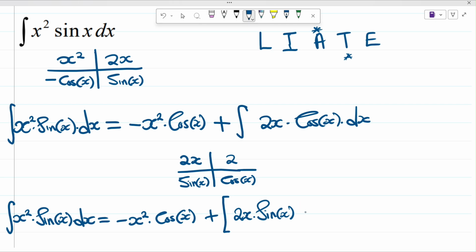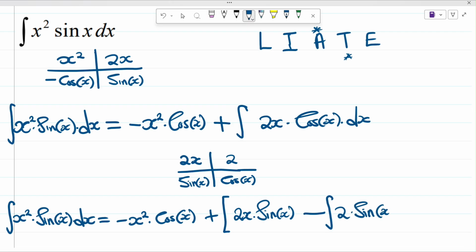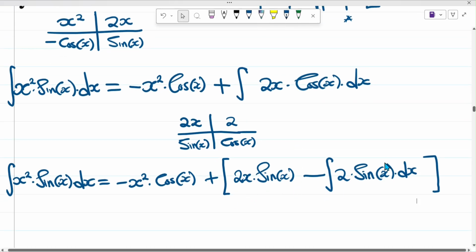And then minus, so it is going to be minus the integral of 2 sine of x dx, and then you close them. Then tada, now what is left? You can see that here I don't need to apply integration by parts again. I can just integrate this directly. So that's what we're going to do in order for us to be able to integrate this one.